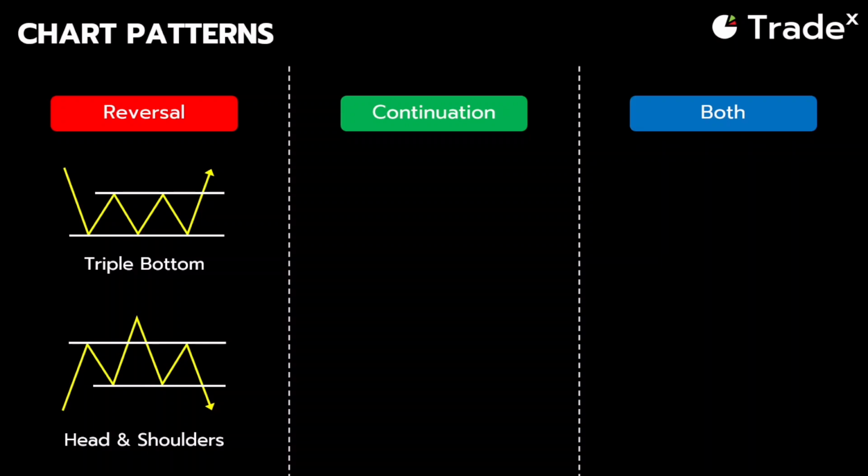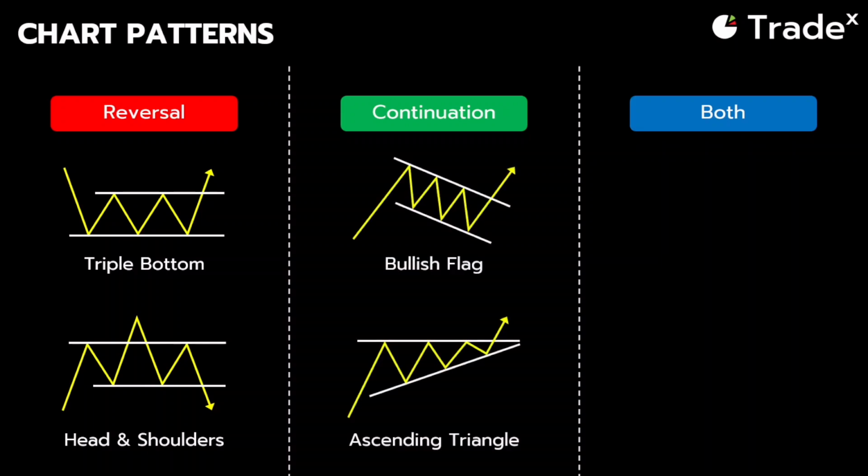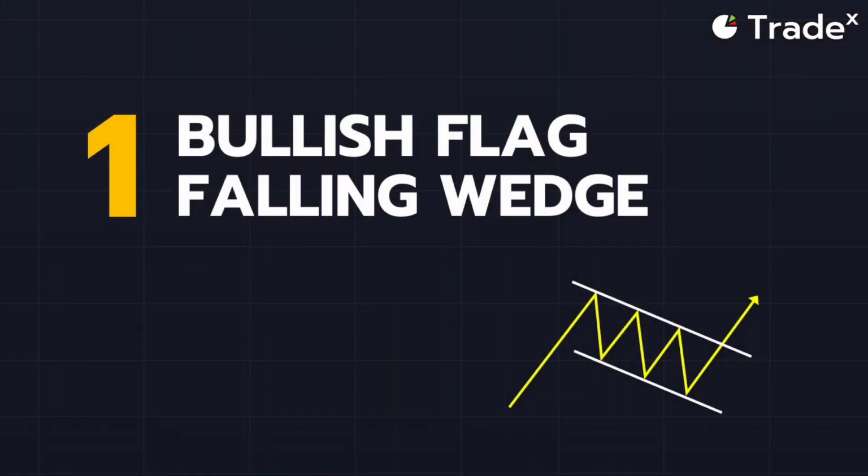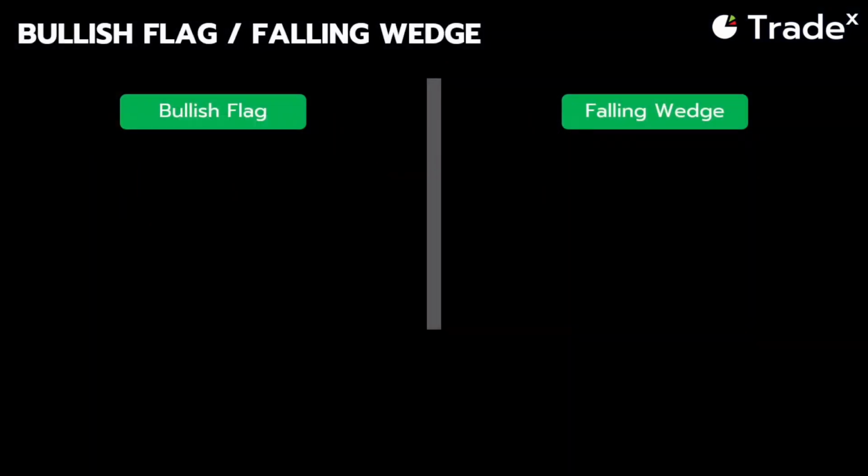These patterns signal that the current trend is likely to persist, offering traders the opportunity to capitalize on sustained market momentum. By understanding these patterns, you'll be able to identify moments when the market is taking a brief pause before continuing in its established direction, allowing you to make more confident trading decisions. Let's begin with the bullish flag and the falling wedge. Both patterns share a similar appearance and offer valuable insights into trend continuation, providing key opportunities for traders to align their strategies with prevailing market movements.